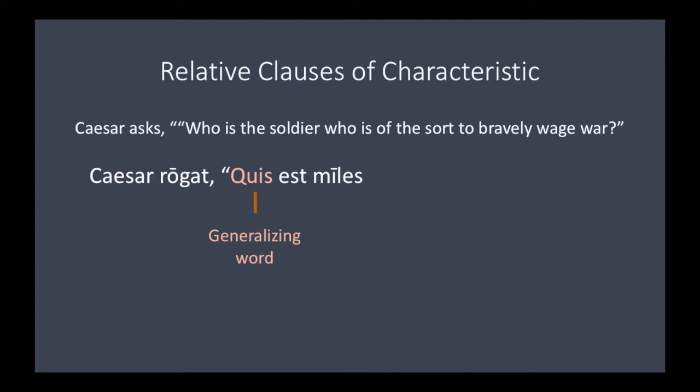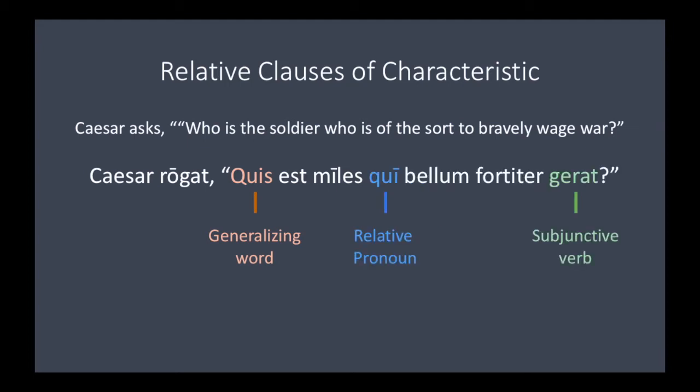Who is the soldier requires the interrogative pronoun quisquid, so it's quis est miles, and then our relative pronoun qui. To get the of the sort to, we make our subordinate verb subjunctive, so bellum gerat for wage war, and fortiter for bravely. Caesar rogat, quis est miles qui bellum fortiter gerat.